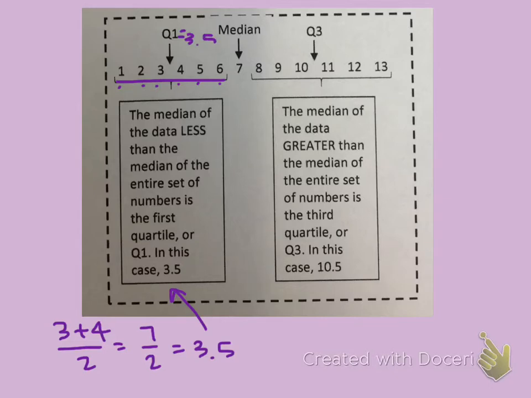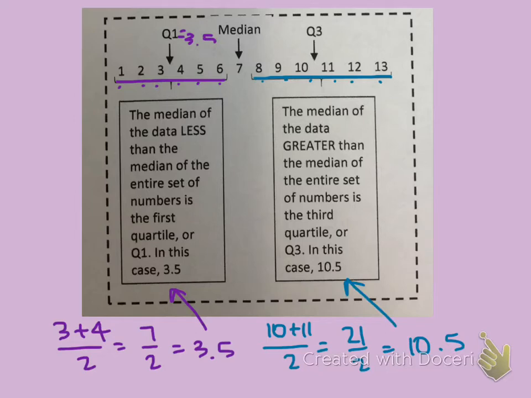Now, Q3 is the median of the data greater than the median of the entire set of numbers. So, over here to the right of the median, I also see 6 numbers, and I want to find the median of those 6 numbers. So, I do the same thing. We'll see what's in the middle. Well, 10 and 11 are both in the middle, so we're going to have to find the mean of 10 and 11. So I have 10 plus 11 over 2, which is 21 over 2, and that's 10.5. So Q3, or quartile 3, is 10.5.